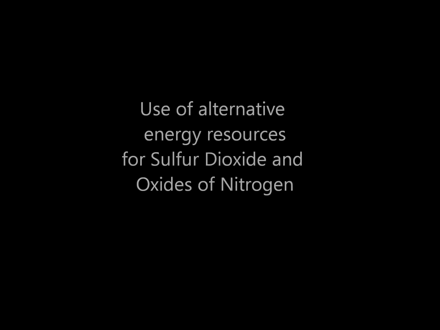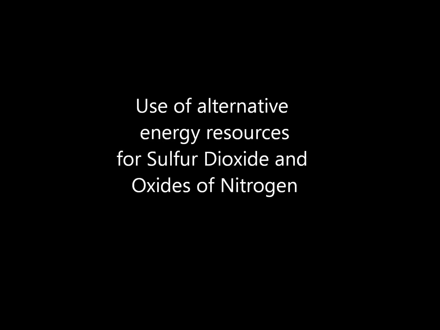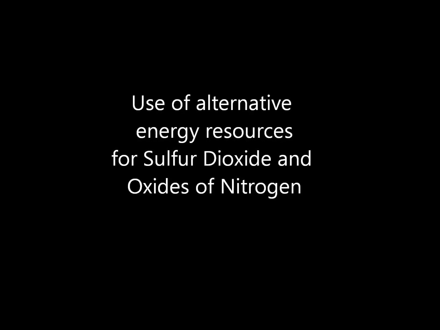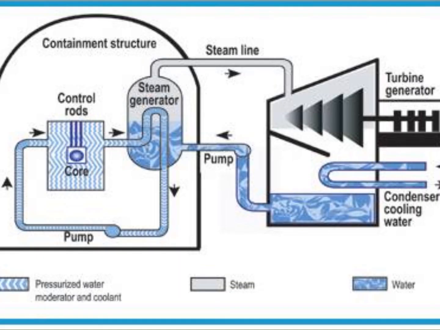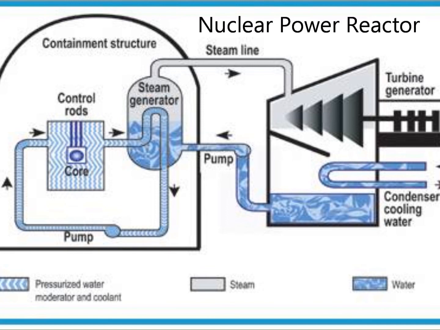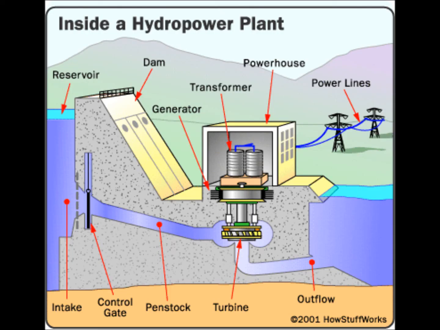Lastly, the use of alternative energy resources can reduce both sulfur dioxide and oxides of nitrogen. There are other sources of electricity besides fossil fuels, including nuclear power and hydropower, which are most commonly used, and wind energy, geothermal energy, and solar energy, which are more expensive to use. You can study the diagrams on the picture.